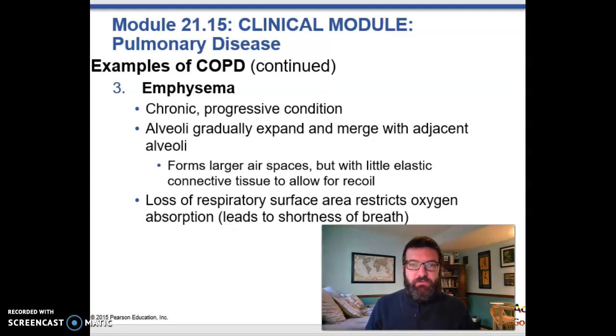So the third example of COPD, which is typically what I think of when I think of COPD, is emphysema. And emphysema is a chronic progressive condition, meaning it doesn't get better. You can only slow it from getting worse. And it is the destruction of your alveoli, essentially. So instead of having lots of tiny alveoli, you have fewer larger alveoli because they've been destroyed and just become these larger air sacs. And larger air sacs doesn't sound bad, but what it means is you have much less surface area for exchange than you would if you had lots of tiny air sacs.